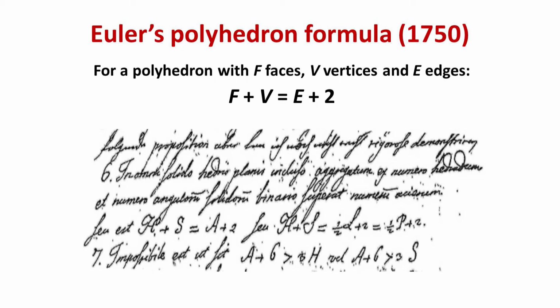So here is part of the letter in 1750 from Euler to Goldbach, and this is the first appearance of the formula. You can see it in the penultimate line. H plus S equals A plus 2, where H is hedrai, which is faces, S is solid angles, or vertices, and A is acies, which is edges.